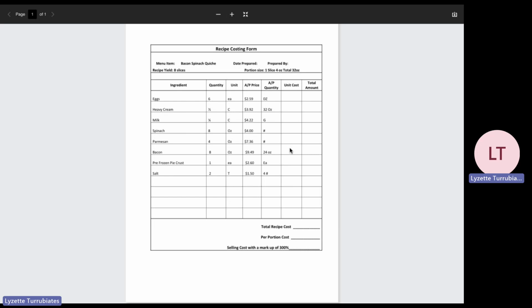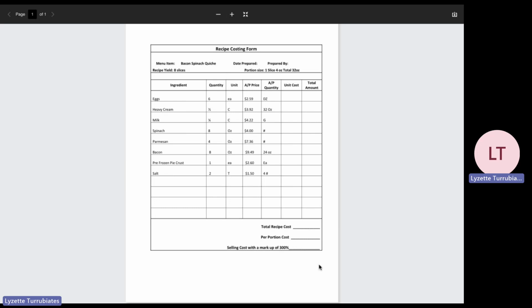And once we get all of those calculations, then we're going to total our recipe. So that's going to be the cost of our recipe. All we're going to do is add up all these rows until we get the total cost of the recipe. And then the portion cost is us taking that total cost and dividing it by how many portions we get out of the recipe. So we know that this quiche yields us 8 slices. So we're going to divide that cost by the 8 slices.